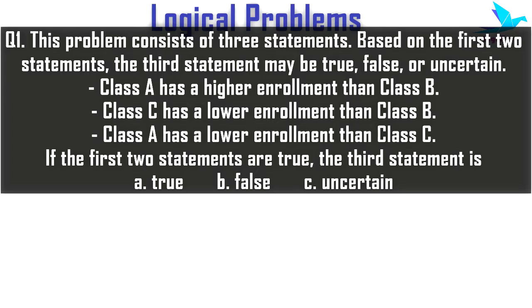Example 1. The given problems consist of 3 statements. Based on the first 2 statements, the third statement may be true, false or uncertain. The statements are: Statement 1, Class A has a higher enrollment than Class B. Statement 2, Class C has a lower enrollment than Class B. And Statement 3 says Class A has lower enrollment than Class C. If the 2 statements are true, the third statement is: the options are true, false or uncertain. The right option is option B, false.